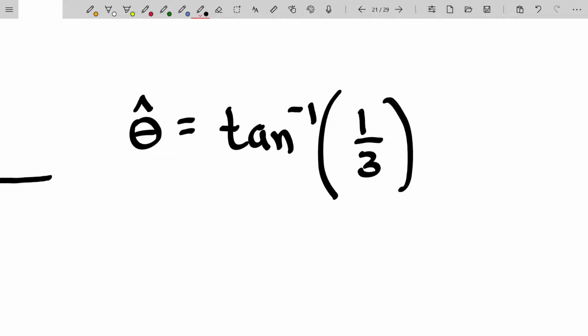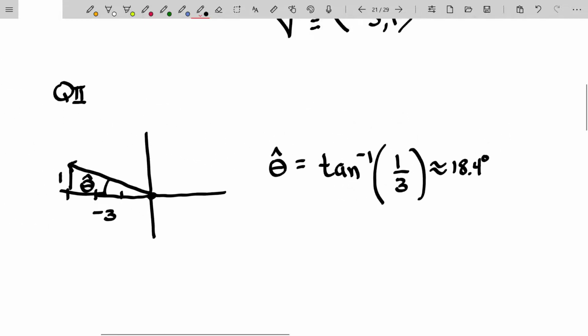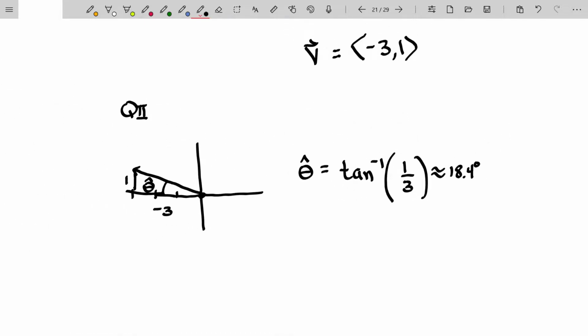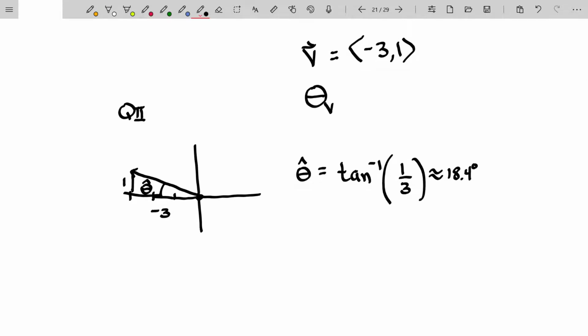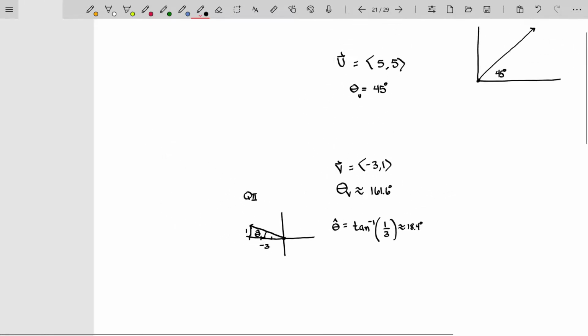Now, I just have a calculator nearby. I'm going to compute this out in degrees, and that's roughly 18.4 degrees. So I have a reference angle of 18.4 degrees in quadrant 2. That means the actual angle for v is going to roughly be 180 minus that, and 180 minus that is 161.6 degrees. Let me just double check that. 162. Yep, that's exactly what it is. So there you go. That's how you find the direction of a vector.